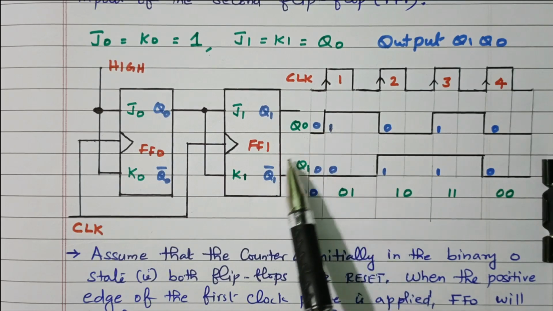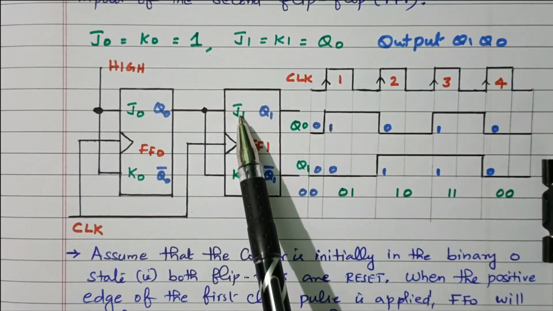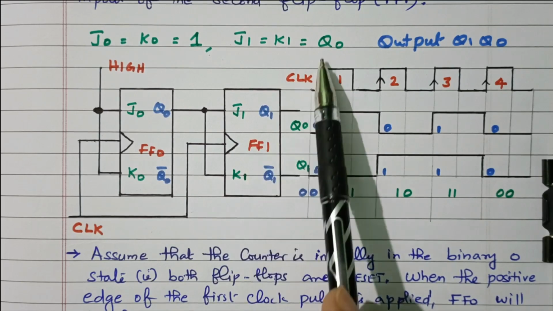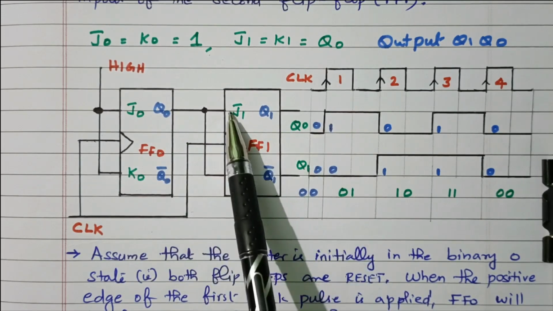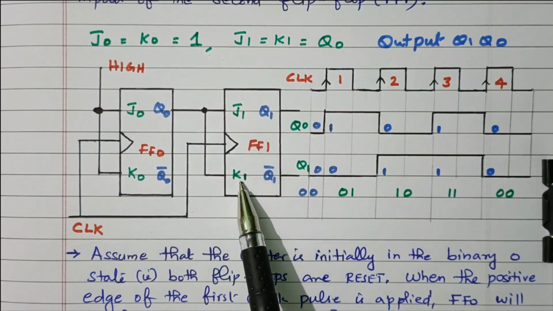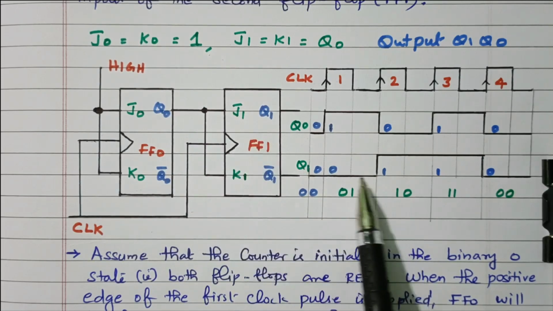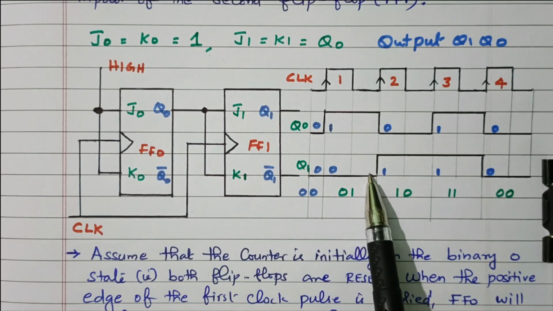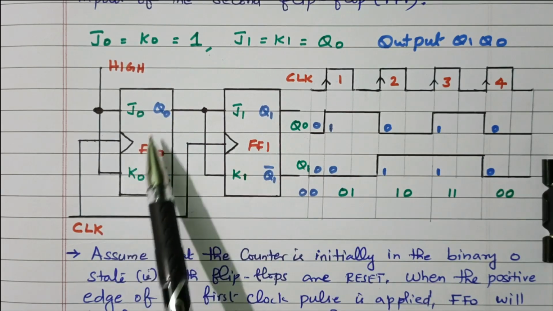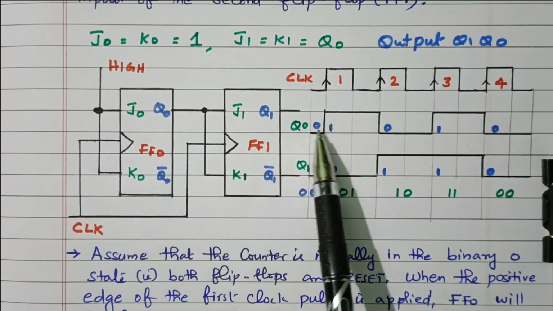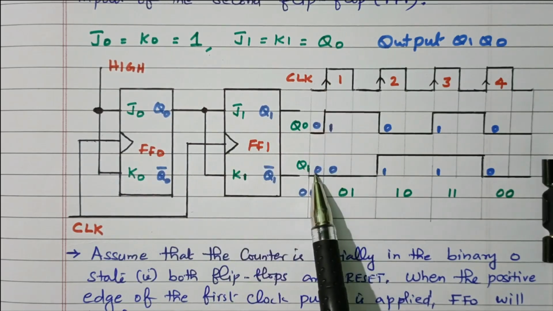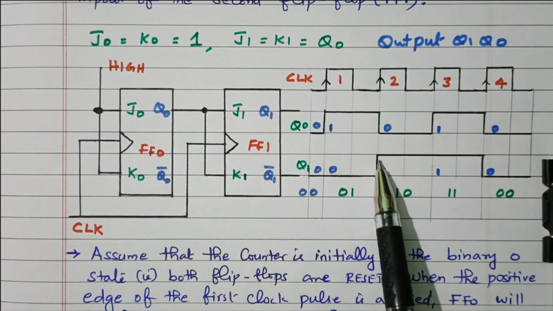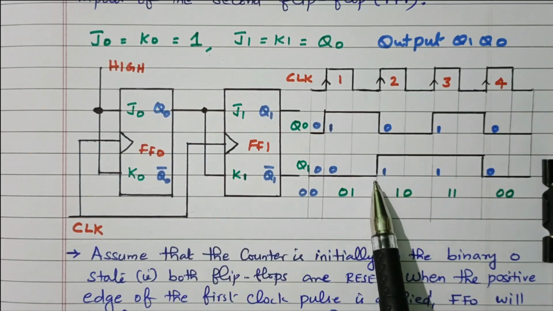Then what is the input of J1 and K1? That is 0, because initially Q0 is 0. So J1 is also 0 and Q1 is also 0. Both 0, 0 means no change. Here both are 1, so Q0 toggles from 0 to 1. Here both are 0 during the first clock pulse, so there is no change until the next positive edge triggering.